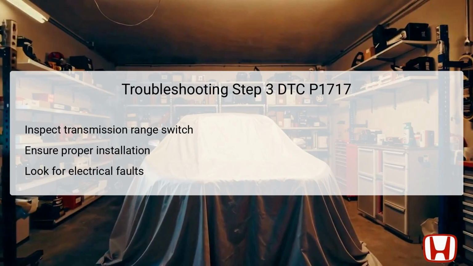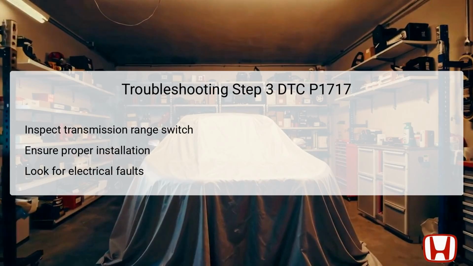During the third troubleshooting step, the transmission range switch itself must be inspected closely to ascertain that it is correctly installed. The technician should verify that the switch aligns with the specifications provided in the service manual. Any abnormalities in its installation could lead to erroneous signals being sent to the TCM. Next, it's crucial to conduct a visual inspection to look for any electrical faults, such as damaged connectors or frayed wires that might impair functionality.